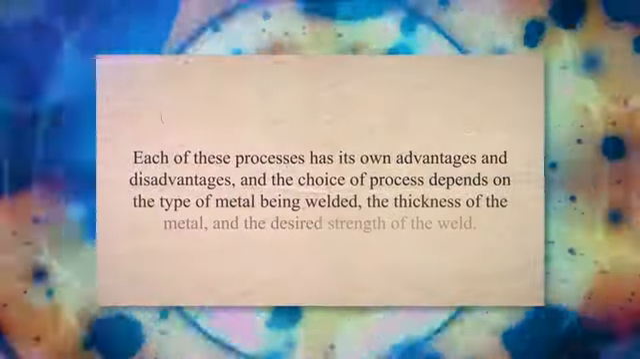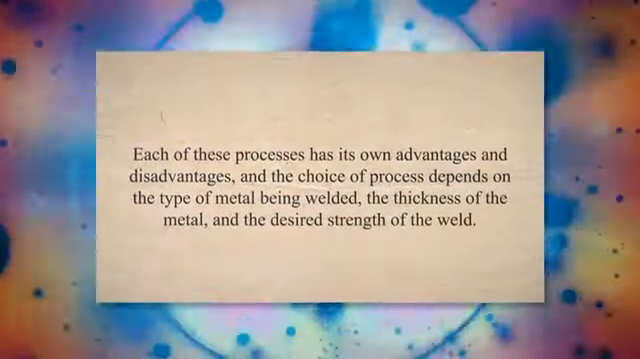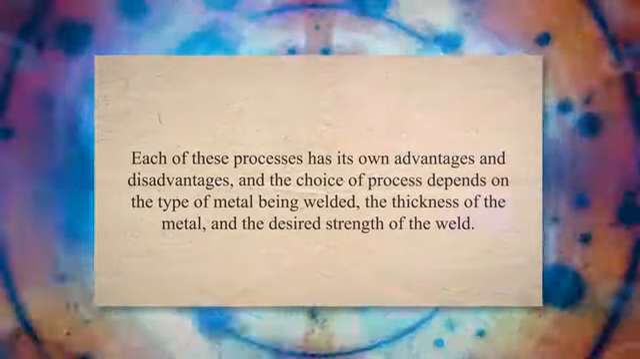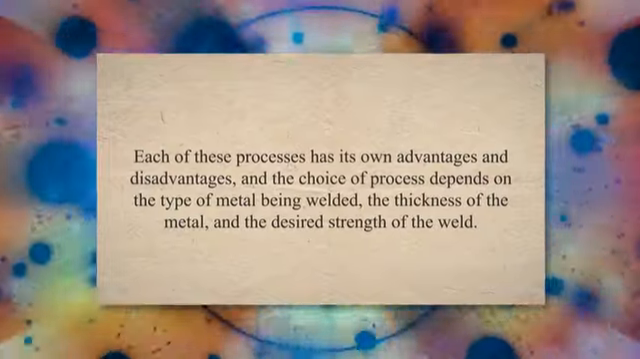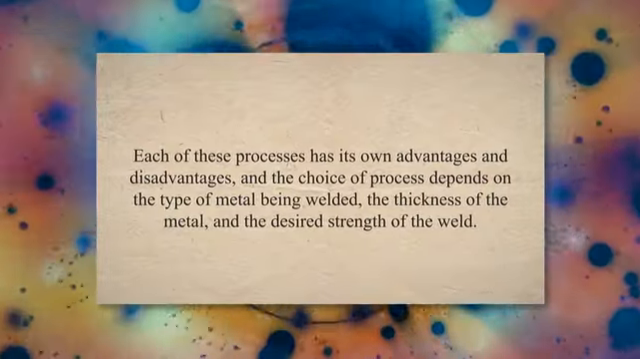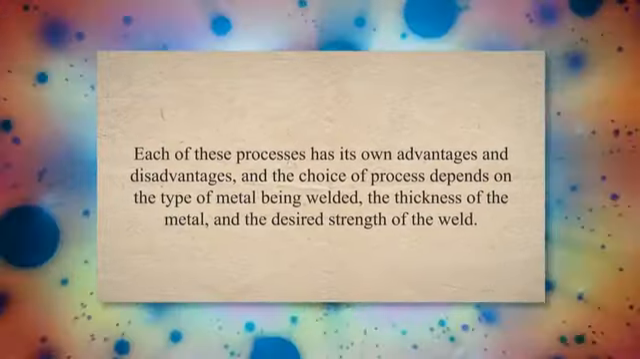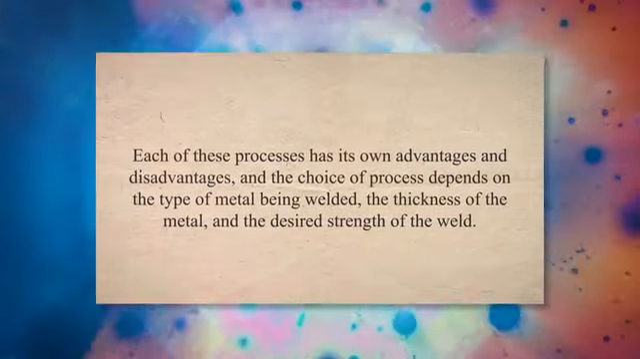The third and most critical step is welding itself. There are different types of welding processes, including MIG (metal inert gas), TIG (tungsten inert gas), stick welding, and flux core arc welding. Each of these processes has its own advantages and disadvantages, and the choice of process depends on the type of metal being welded, the thickness of the metal, and the desired strength of the weld.